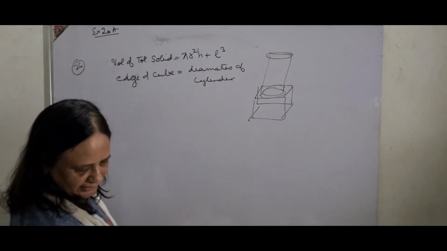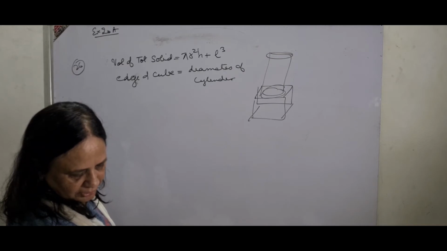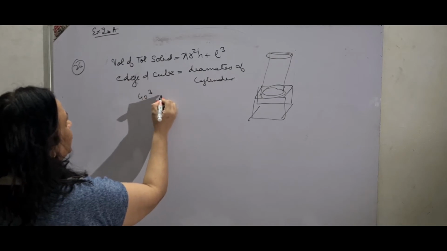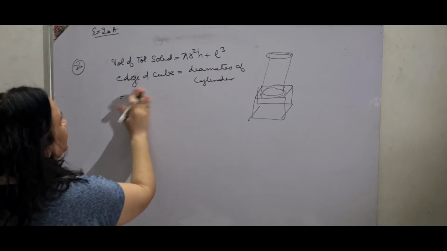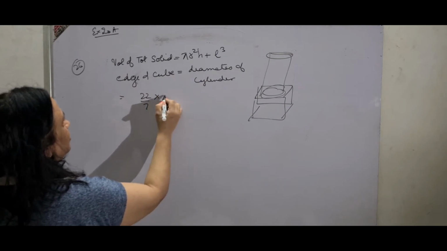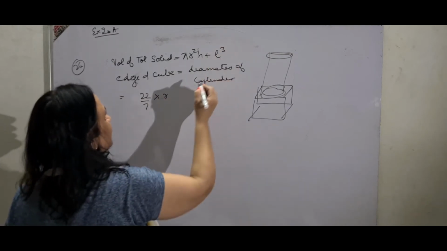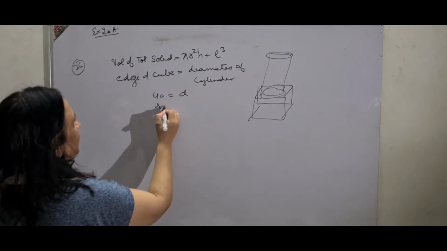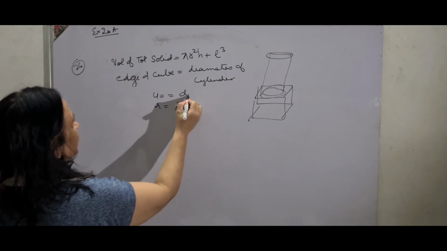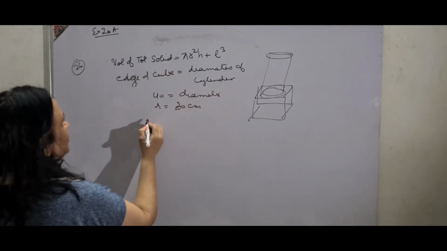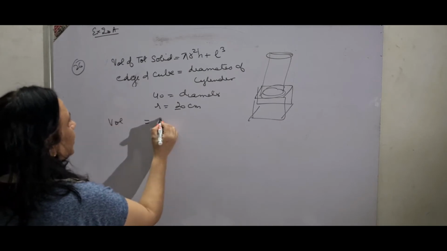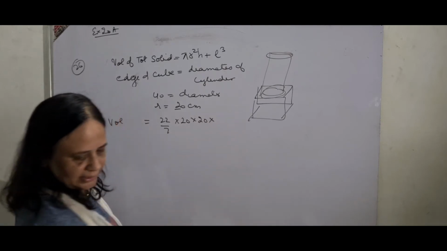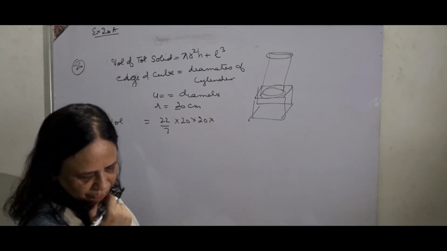They have said the solid is formed of a cube of side 40 centimeter. So you first write the value 22/7 into r square, because the edge of the cube is 40, which is equal to the diameter, so radius is 20 centimeter, half the diameter. Now you put the values: volume is equal to 22/7 into 20 into 20 into h, and the height of the solid cylinder is given to be 50 centimeter.